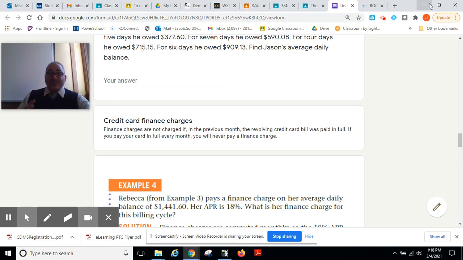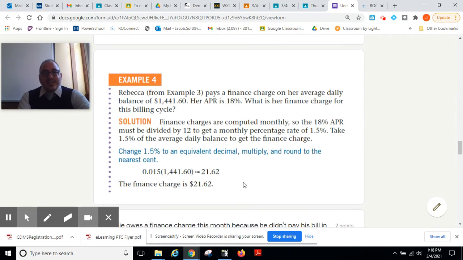But if you pay it off completely before the end of the billing cycle, you'll pay no interest on the credit card. You will basically get to borrow money for free as long as you pay it back in under the billing cycle. Okay, so we have example 4 here.